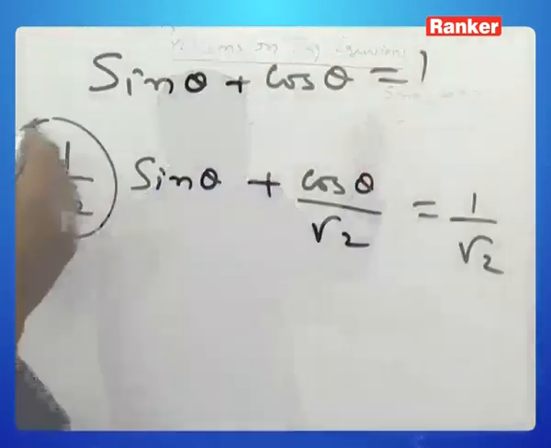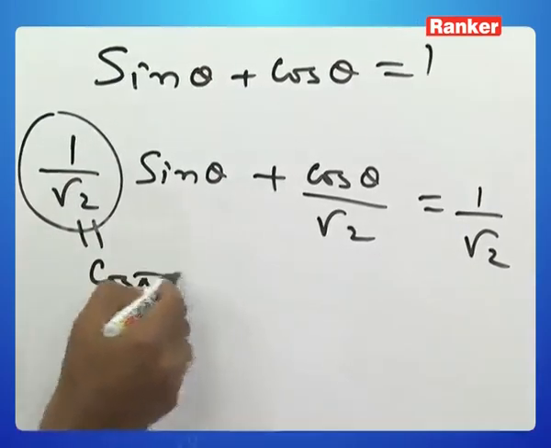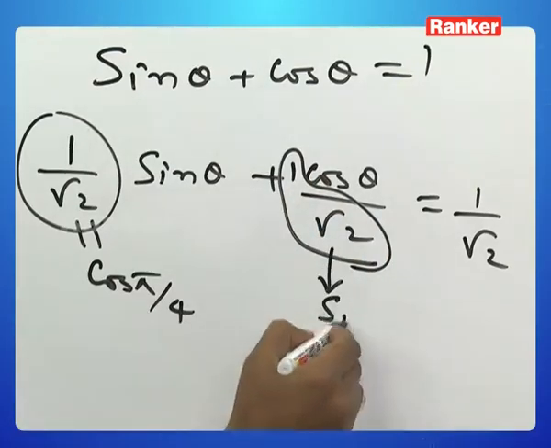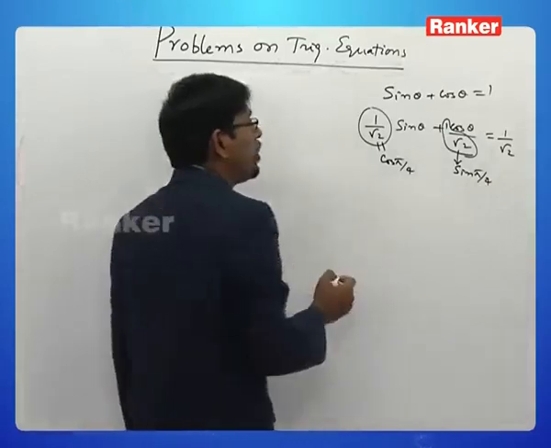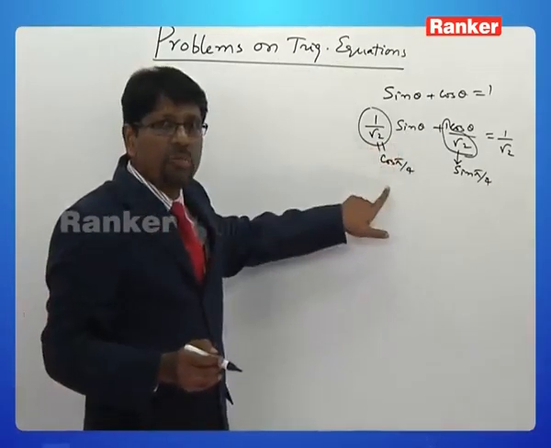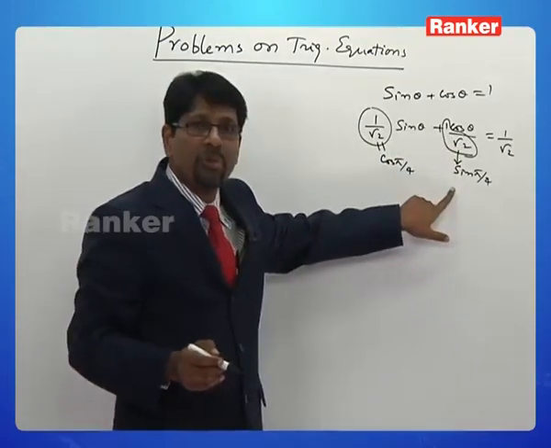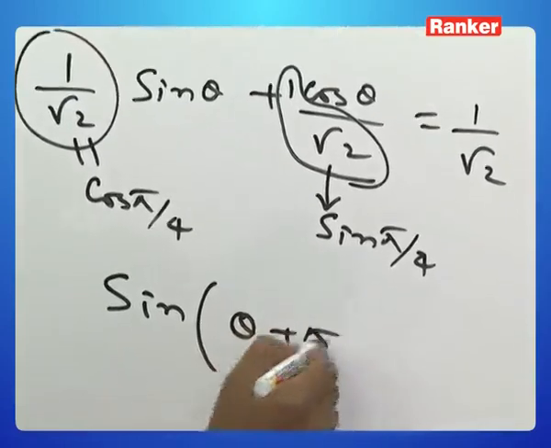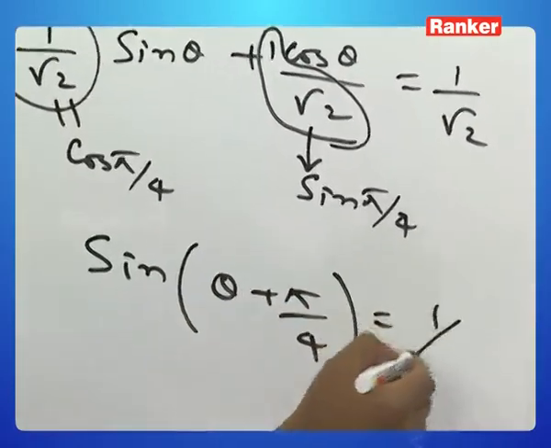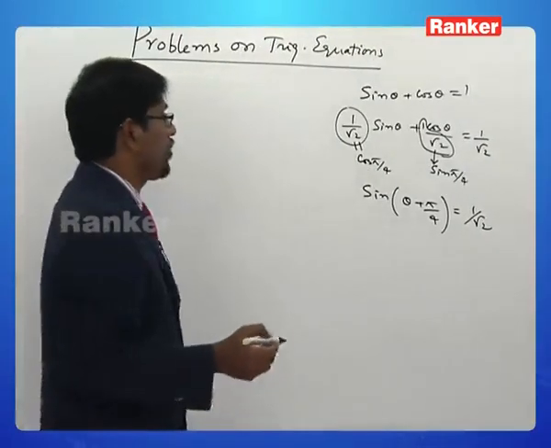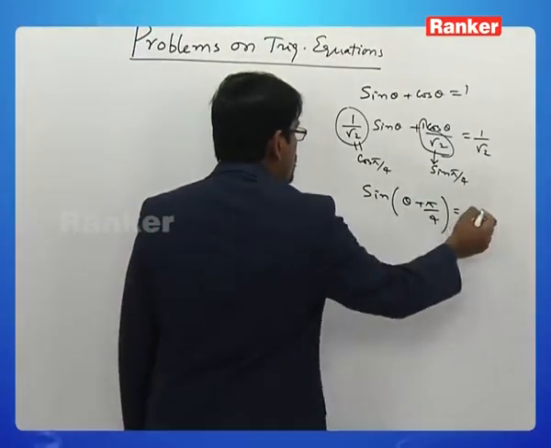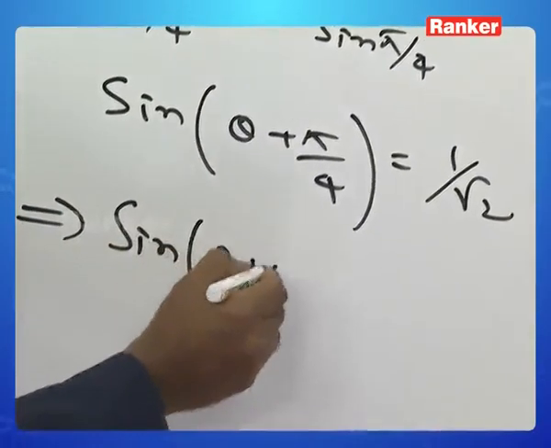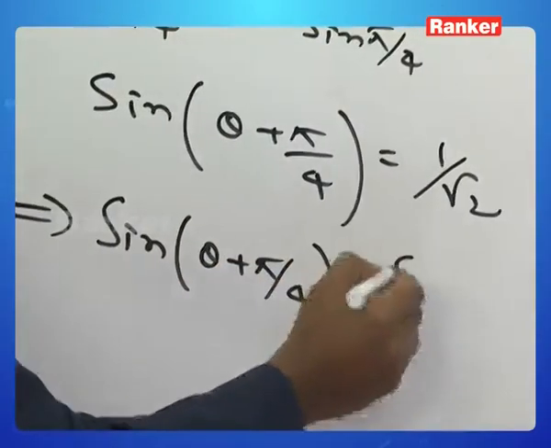Now, this 1 by root 2 we can treat it as cos pi by 4, and this 1 by root 2 which you have here we can treat it as sin pi by 4. Therefore, it is in the form of sin theta cos pi by 4 plus cos theta sin pi by 4. That is nothing but sin of theta plus pi by 4 is equal to 1 by root 2. But what is this 1 by root 2? That is, this implies sin of theta plus pi by 4, we can write it in the form of sin pi by 4.